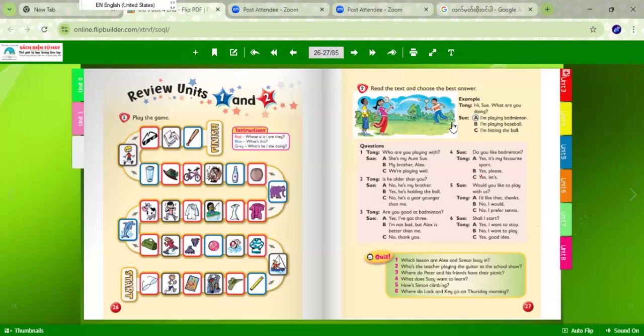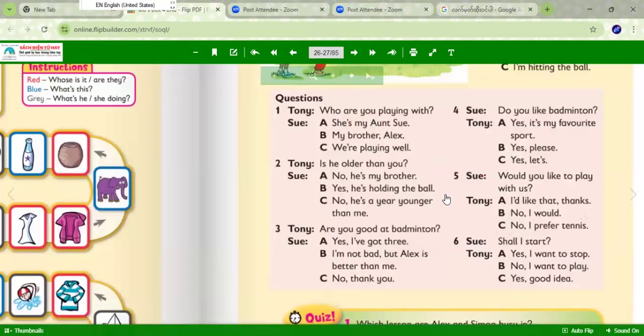Alright, so what about number 3? Tony said, "Are you good at badminton?" Your answer is: yes, I've got 3; no, thank you; or I'm not bad, but Alice is better than me. What do you think the suitable answer for number 3?